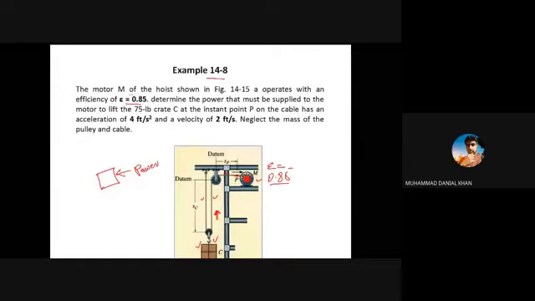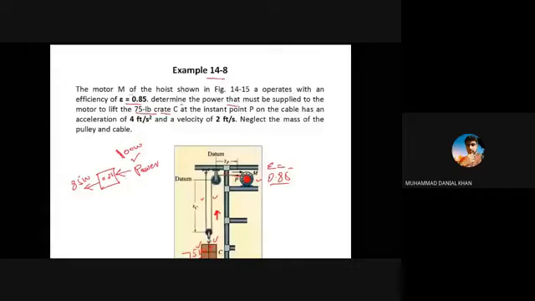So the power that we will supply, for example, if we supply 100 watt power to this motor, its efficiency is 0.85, so its output will be 85 watt. Remember this thing, right? What they are asking is how much power must be supplied to this motor from outside to lift the 75 lb crate C. The weight of this crate is also given, 75 lb. So how much power should be supplied from outside to this motor so that this weight can be lifted?